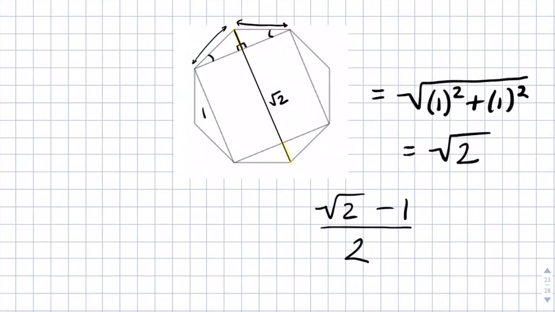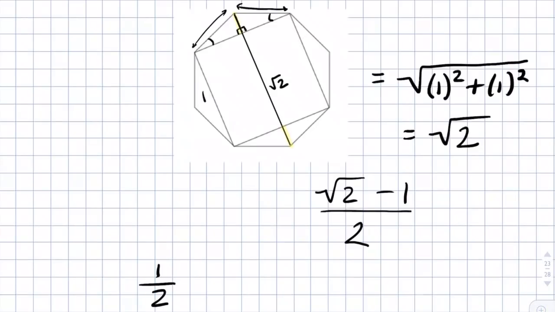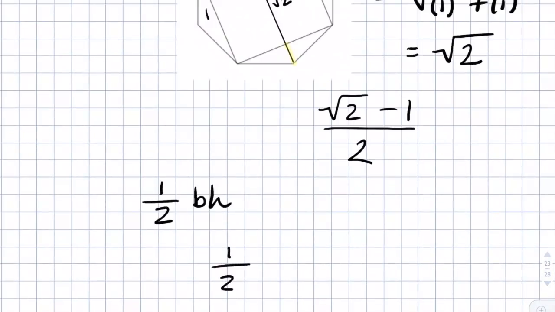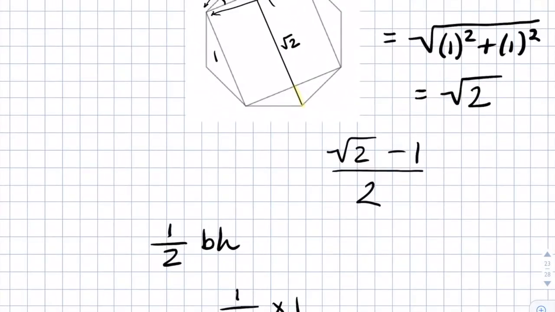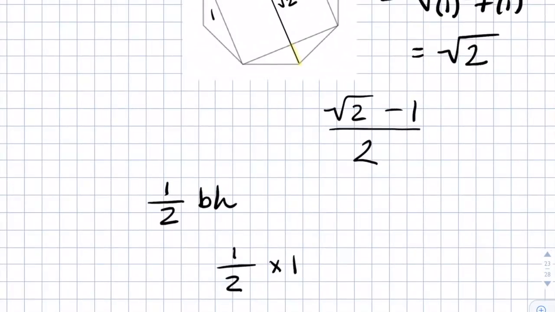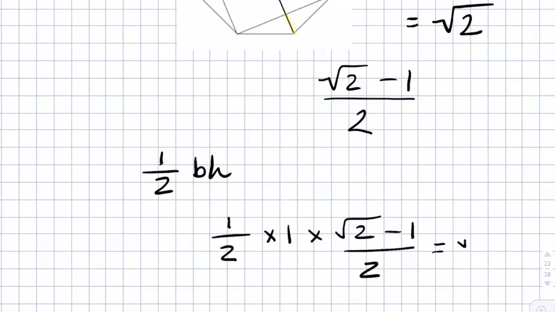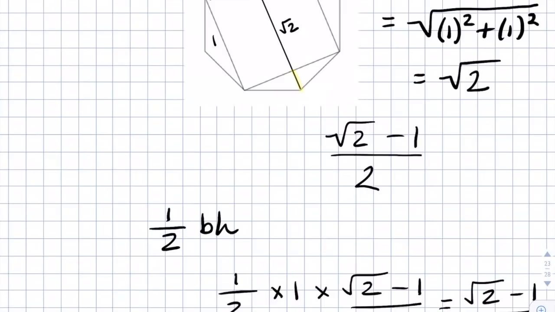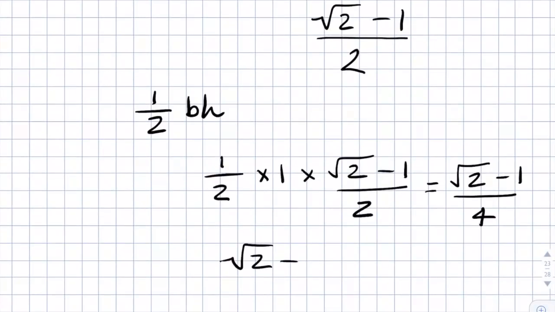And of course we know what the area of a right-angled triangle is, half base times height. On my base, this length here is going to be 1, because that's the length of the square. So I can say half times 1. And then the height is what I've just worked out, root 2 minus 1 over 2. So I multiply by root 2 minus 1 over 2. Well, that's easy. That's just going to be root 2 minus 1 over 4. And of course, all of these 4 triangles around the outside of this square are equal. So I can just multiply this root 2 minus 1 over 4 by 4. And that gives me root 2 minus 1.